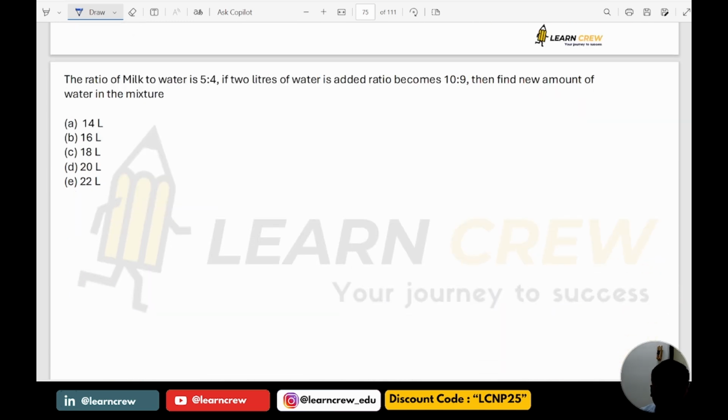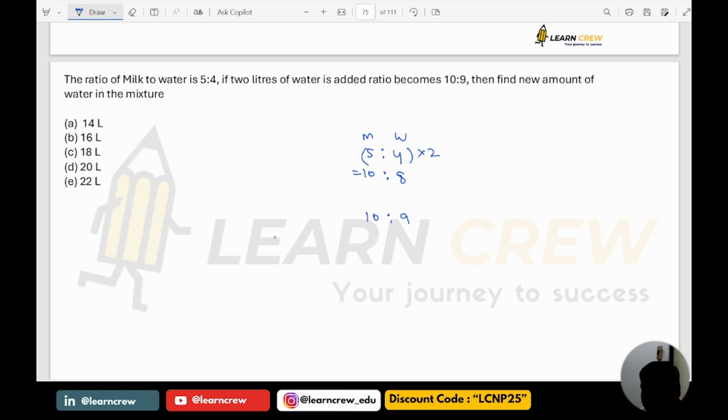The ratio of milk to water is 5:4. If 2 liters of water is added to the mixture, it becomes 10:9. So 5:4 milk to water becomes 10:9. So observe here, 2 liters of water is added. Water is added, but milk is the same. So I would like to make milk quantity the same. So milk is not changed.